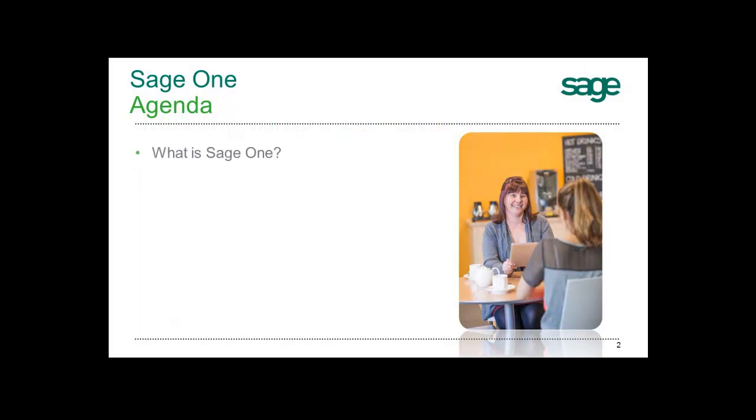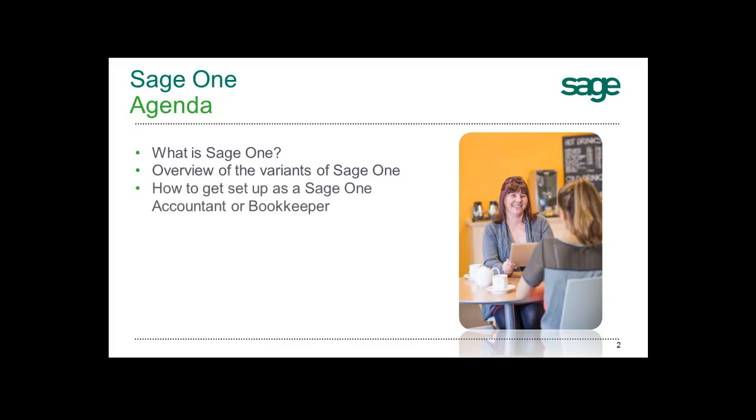The aim of today's session is to give you an overview of what Sage 1 is and also the different variants of Sage 1, hopefully providing you with enough knowledge to be able to recommend the best solution for a particular client. You'll find out how to get set up as a Sage 1 accountant or bookkeeper and how to access the resources that we have available to you. I'll take you through how simple the software is to use and the extra features available to you as the accountant or bookkeeper. And once we've seen how to use it, I'll remind you of the next steps following today's session.